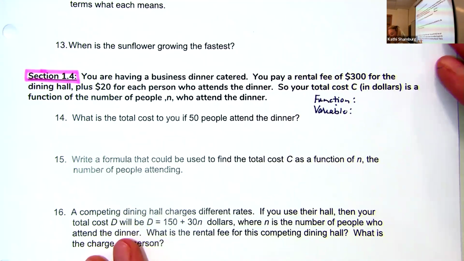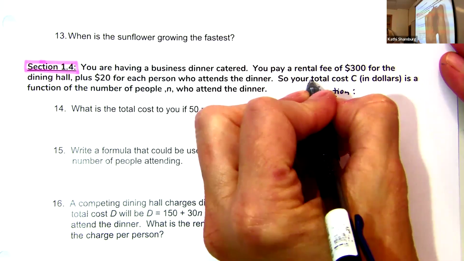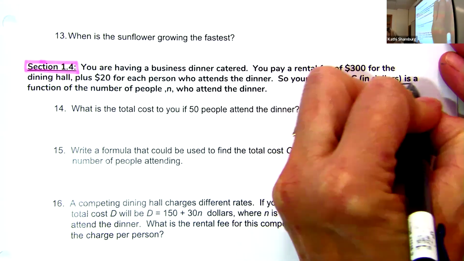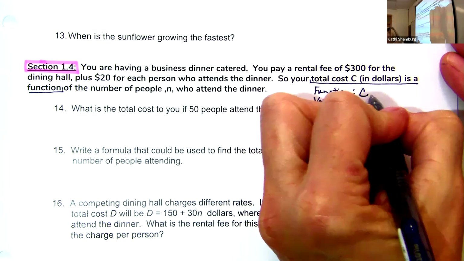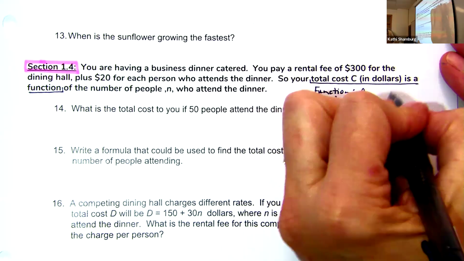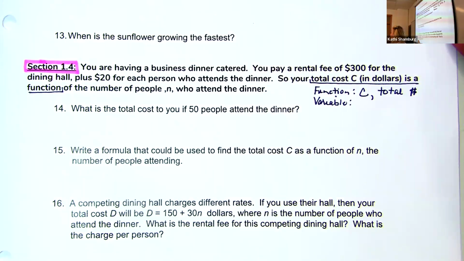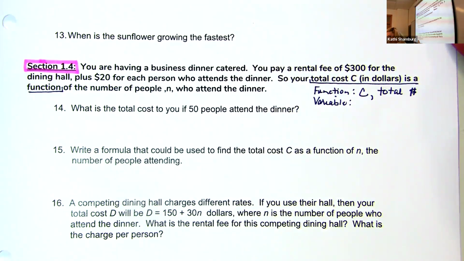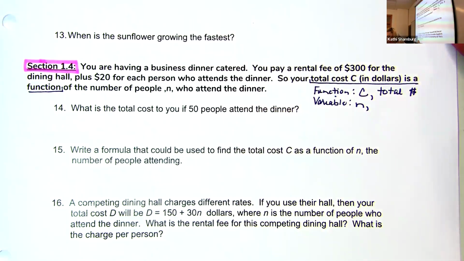All right, so what letter would you assign to the function? See, you'll notice it says right here, total cost in dollars is a function. It tells you right there. So C is what? Total cost. Or if you want, when you're defining, you could write total cost, that's fine too. All right, what are we going to use? Does it tell us what to use for the variable? It doesn't, does it? Oh, it did? Oh, yeah, there it is. Thank you for seeing that. And N is what?